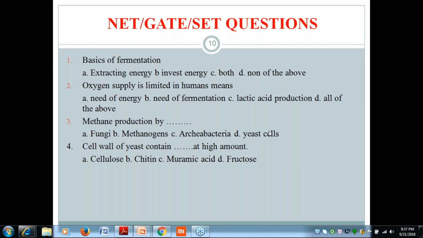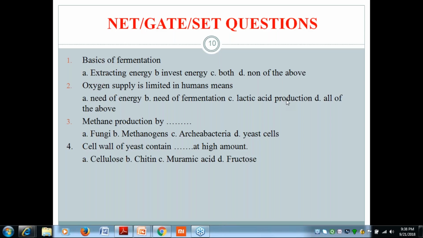Anyone? What is the correct answer? Oxygen supply. This question is from Indian Institute of Science, Bangalore. What is the correct answer? Venkateshwaran is saying C, lactic acid production. Akanksha is saying D. Yeah, D. It's a very good answer because oxygen supply is limited in human beings.